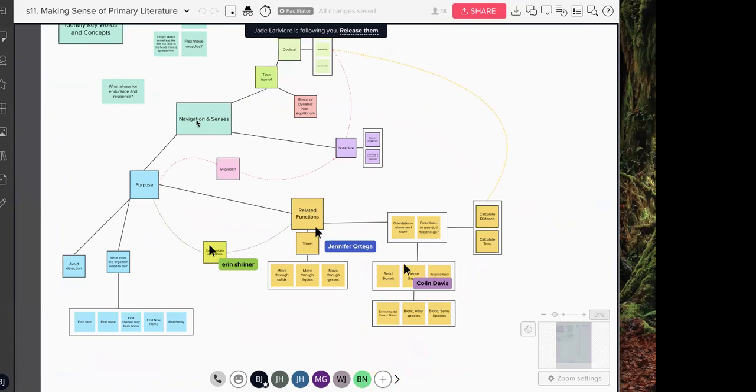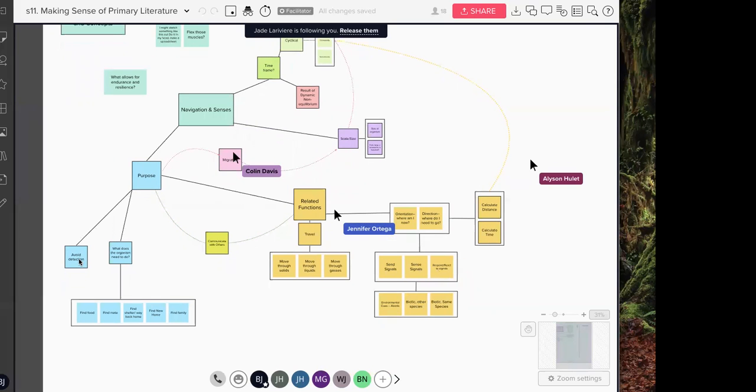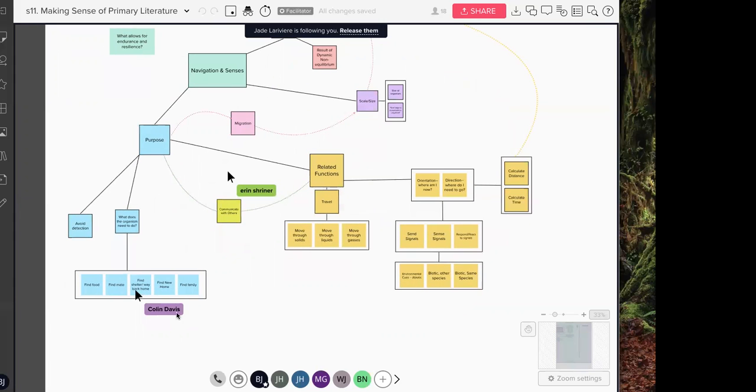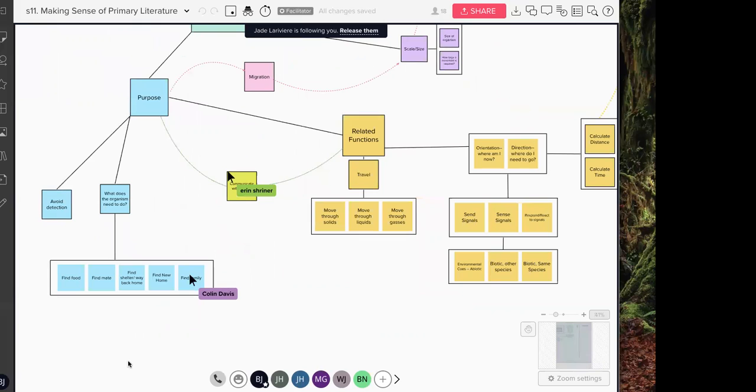So first it says navigation and senses. The first thing that I did was think, well, why are we navigating in the first place? What are we using this for? And I thought, okay, I'm avoiding detection, I'm getting around to do that. And then there are all these other things related to migration and also smaller navigations. If I need to navigate and use my senses for something, maybe I'm finding food, maybe I'm finding a mate, maybe I'm finding my way back home or a short-term shelter.